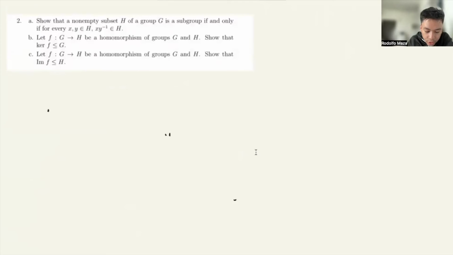Okay, question number letter B. F is a mapping from G to H, be a homomorphism of groups G and H. So show that the kernel of F is a subgroup of G. So how do we show this? Sige nga. Paano? Letter B.